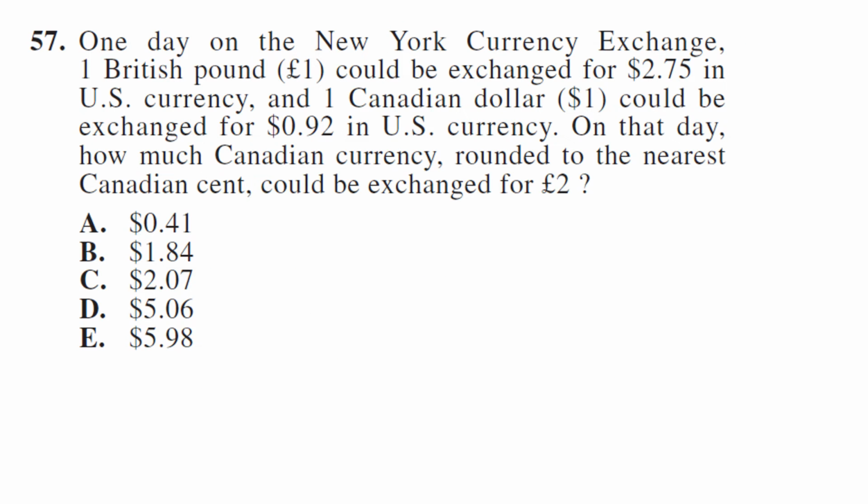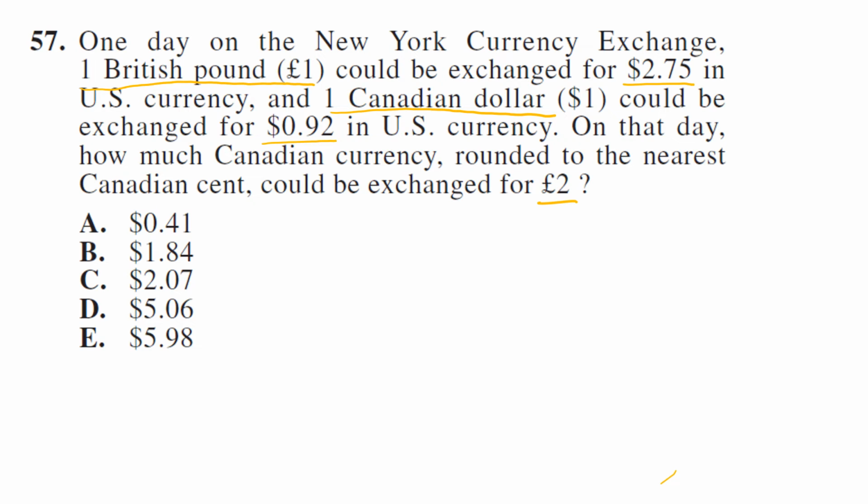On one day, at the New York Currency Exchange, 1 British pound could be exchanged for $2.75 in U.S. currency, and 1 Canadian dollar could be exchanged for 92 cents in U.S. currency. On that day, how much Canadian currency, rounded to the nearest Canadian cent, could be exchanged for 2 pounds?